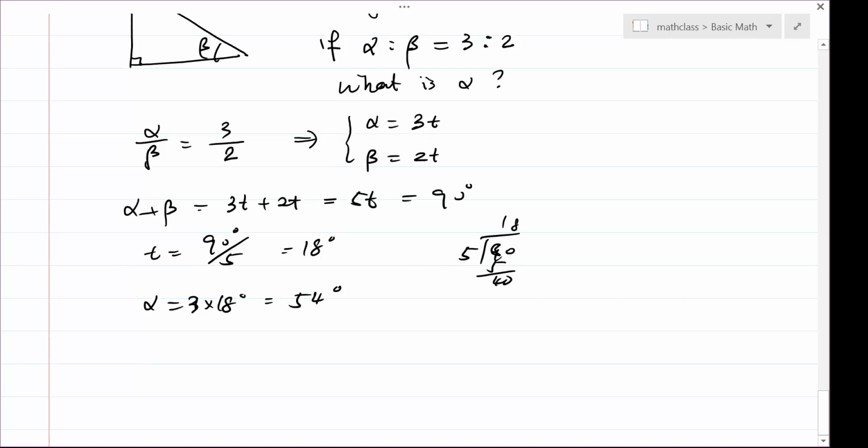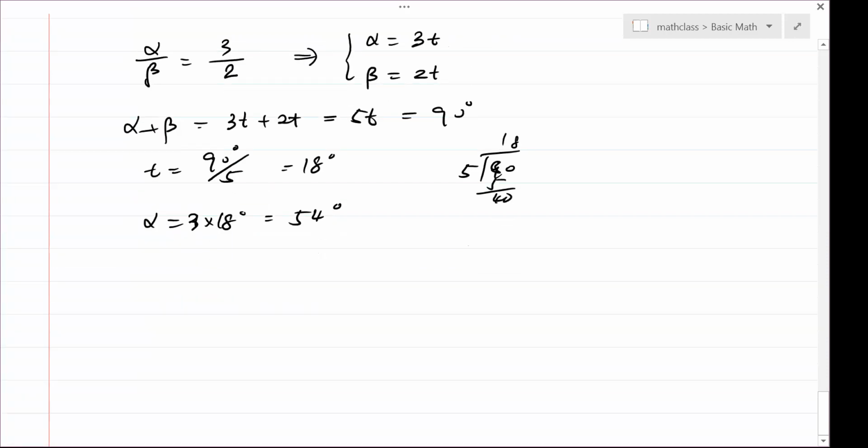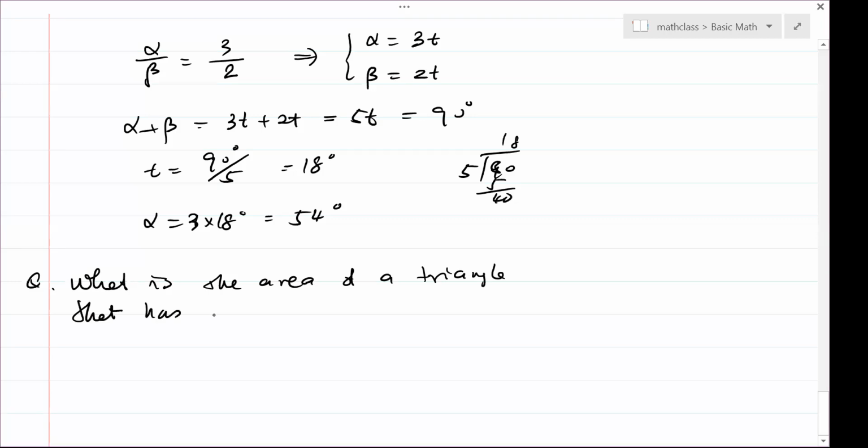Okay, so we are speaking of triangles. Let's take a look at the next problem. What is the area of a triangle that has sides of 4, 3, and 2 units?